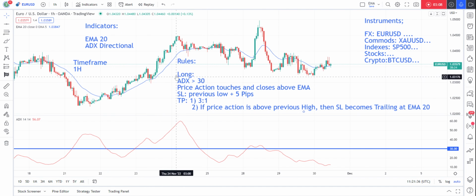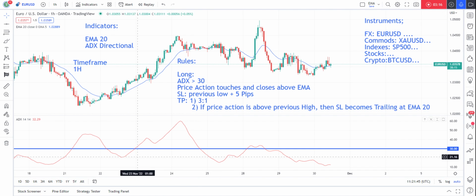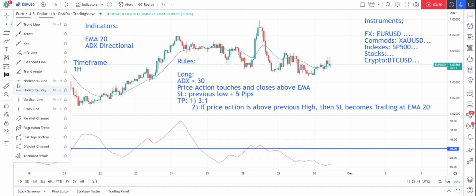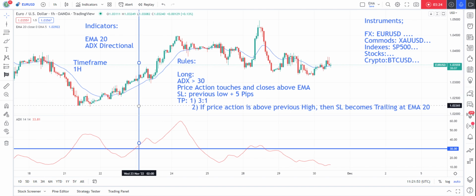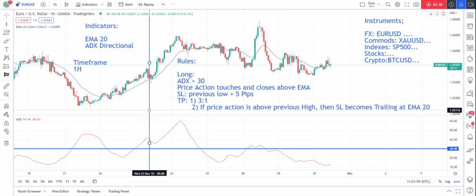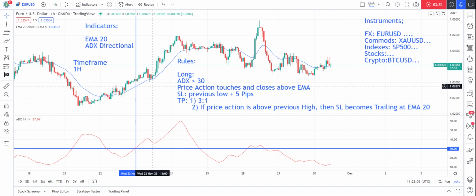So the rule is ADX is above 30. Whether it's a long or a short, ADX needs to be above 30. Price action touches and closes above the EMA. So here ADX goes above 30. Let's put that horizontal line. Let's follow to the candle, right? This is where it starts. But then we want price action to touch and close above the EMA. Okay, so here it is. It touches and it closes above the EMA.